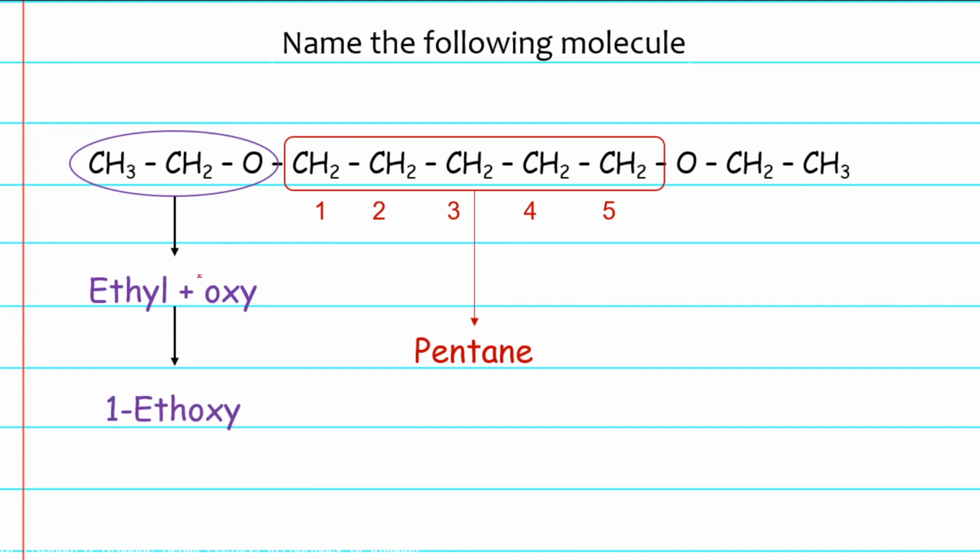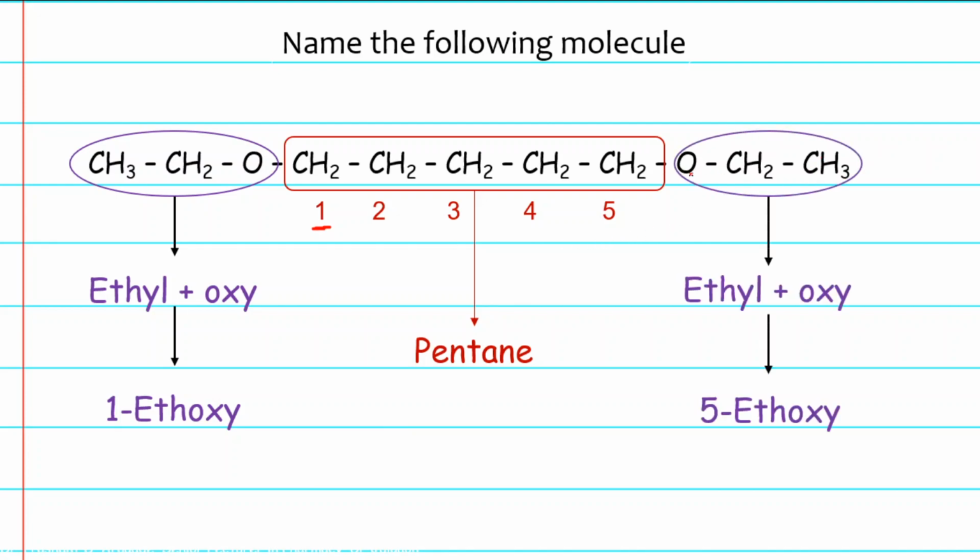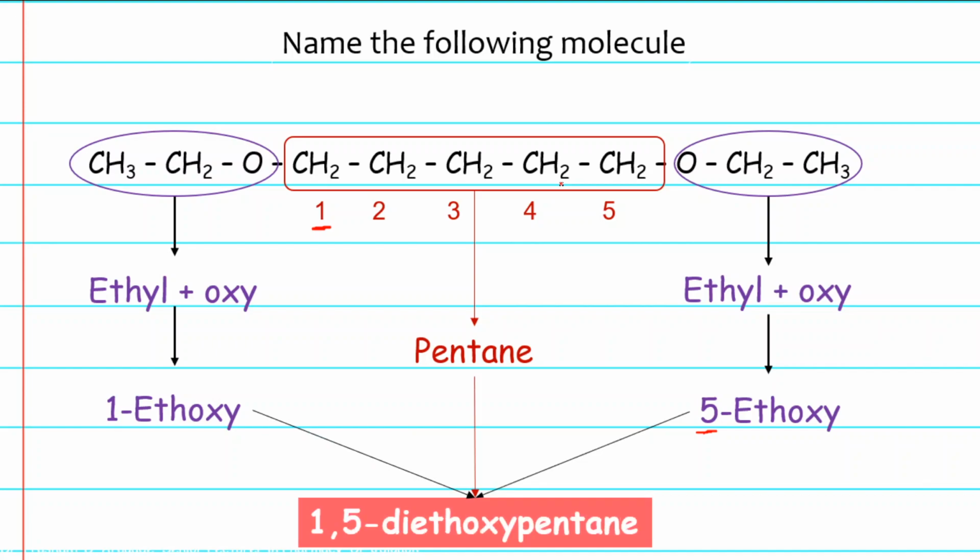Then it is ethyl plus oxy, it becomes ethoxy, 1-ethoxy as it is attached to the first number position. Another ether group is again ethyl plus oxy, it becomes ethoxy. This 5th number position indicates that it is attached at the 5 number carbon atom of the parent chain. So the name of this compound is 1,5-diethoxypentane. The di prefix is used as the ether functional group is present 2 times.